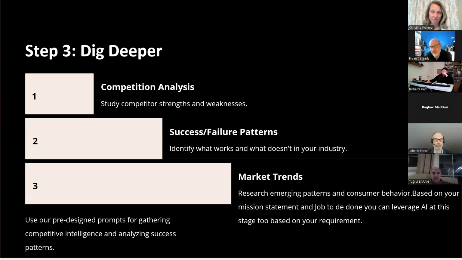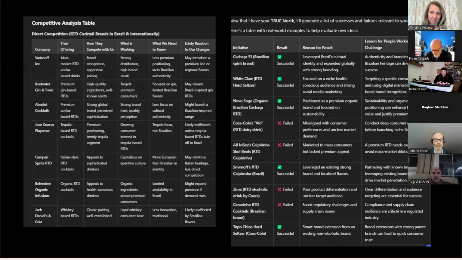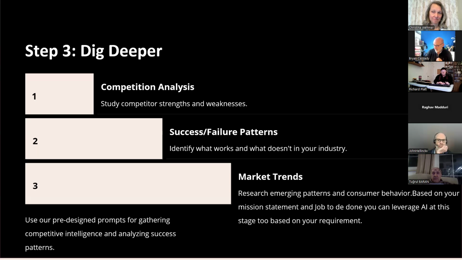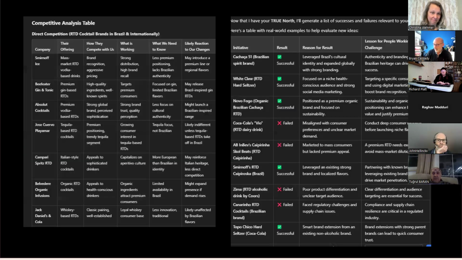And you can use lots of different ways of collecting this data. You can use your creativity, or you can use some of the prompts that we give you. And in fact, I think somewhere in here, there are actually links to the prompts. So now what you have is a competitive analysis. We have what's succeeded and what failed.